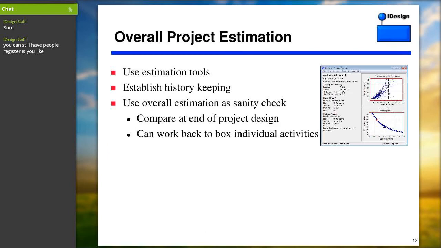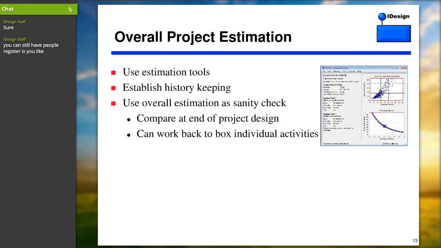When it's time to do project estimation, there are actually two types of estimation. There's estimation for the overall project and then estimation for the individual tasks. And you need to do both. Estimating the overall project, I strongly recommend you use tools. Here's a screenshot of a tool called Estimate. It uses an exponential model.